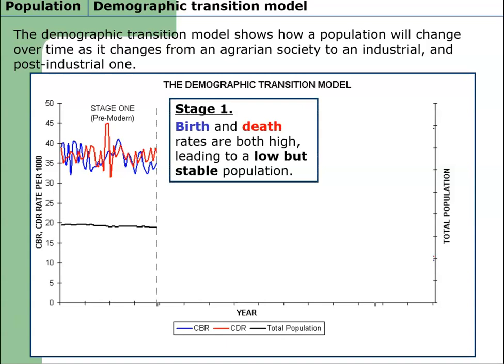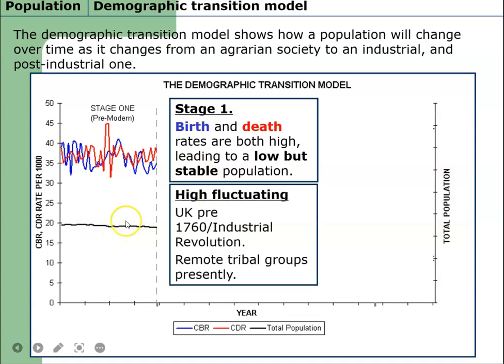This is again the demographic transition model, and here in stage 1, birth and death rates are both high, leading to a low but stable population, and you can see this is a stable population in stage 1. There is high fluctuation. Examples are the UK pre 1760 industrial revolution and remote tribal groups.